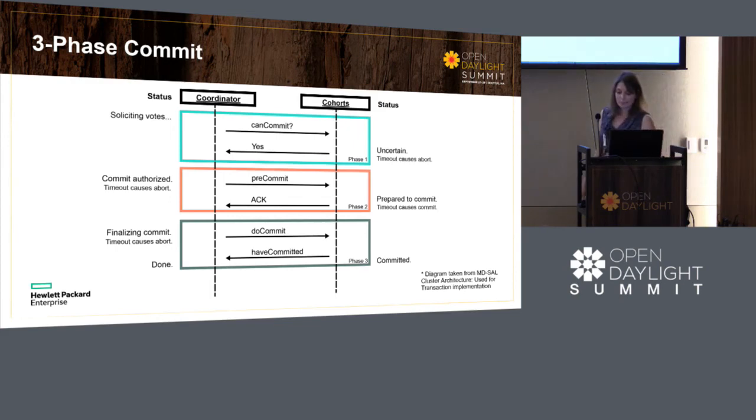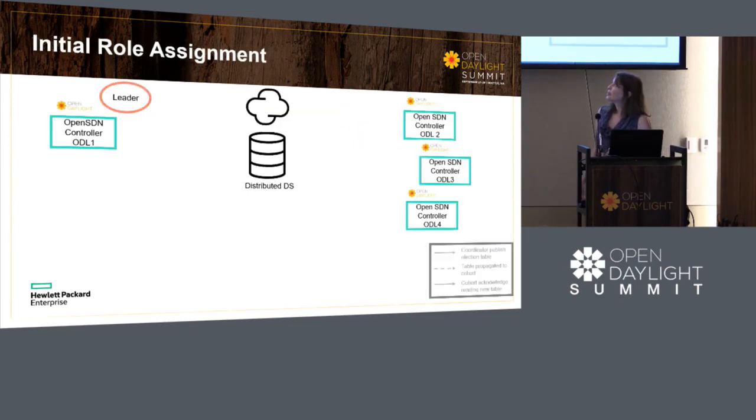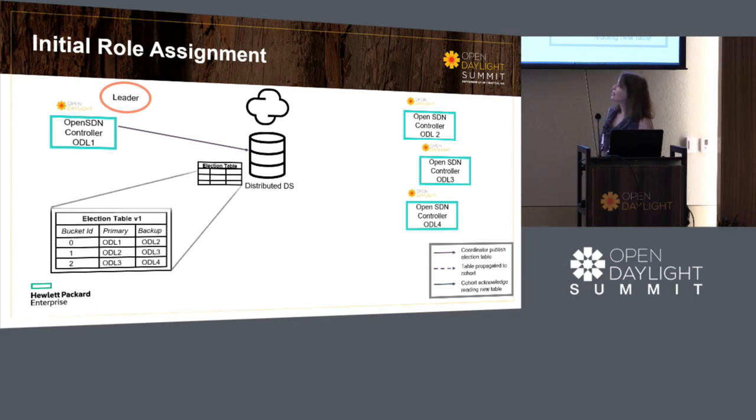And this is our version of the three-phase commit. As you can see here, we have a multi-site cluster of Open Daylight controllers. One of the controllers, who is the leader of the cluster, has been chosen to be the coordinator of the election process. So it publishes to the distributed data store a version of the election table. It contains a list of buckets with the primary and backup owners.